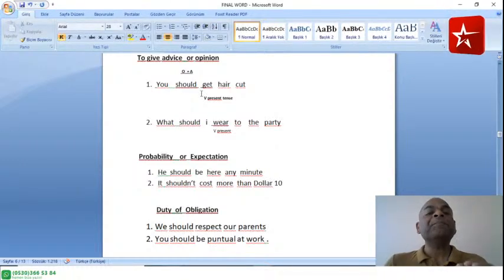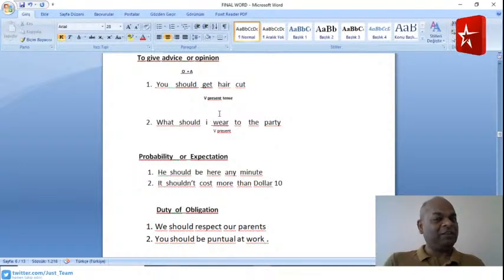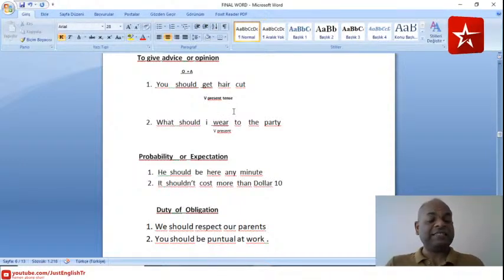Now remember, in this sentence it's all about an opinion or an advice. That's why we use should. And also not to forget, your verb get is always in the present tense, all right? You should get a haircut. Now that means what? That it's like an opinion coming out or an advice given to you by anyone that you should go for a haircut. Now your verb is in present tense.